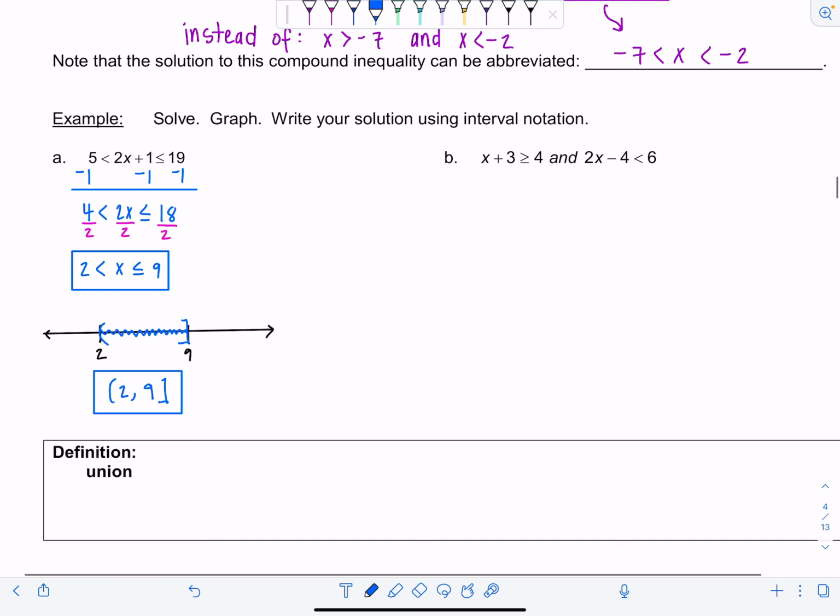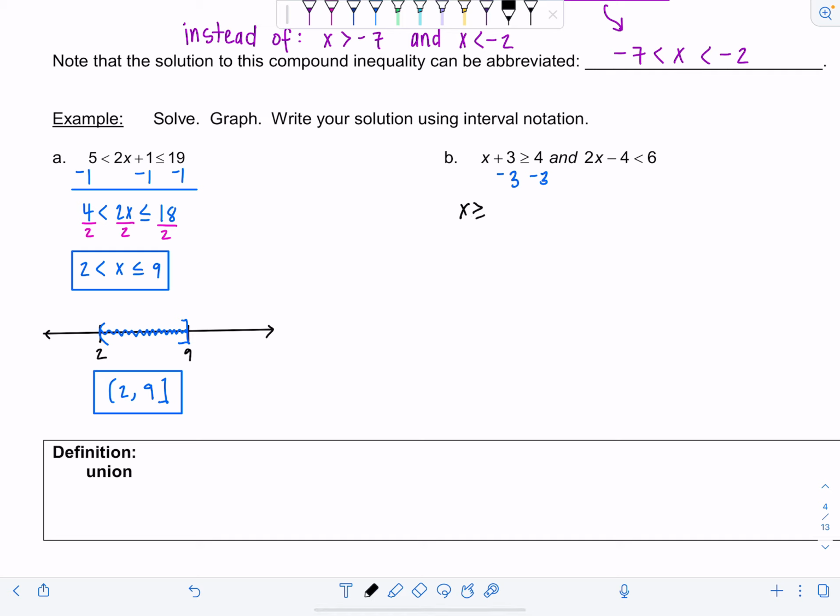So we have x plus 3 is greater than or equal to 4 and 2x minus 4 is less than 6. Okay, this time we're going to solve each of them separately and just keep writing the word and as you work through each line. So the first one, not too bad, I can just subtract 3 and be done with it. So we've got x is greater than or equal to 1 and for the next inequality, I'm going to add 4. So we have 2x is less than 10. So I've got x is greater than or equal to 1 and dividing by 2, x is less than 5.